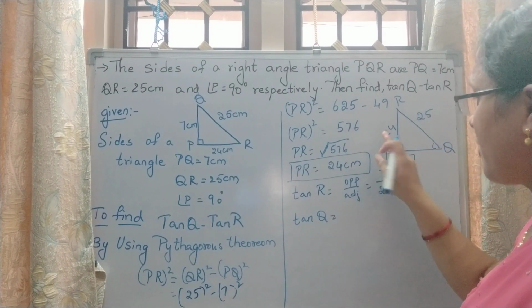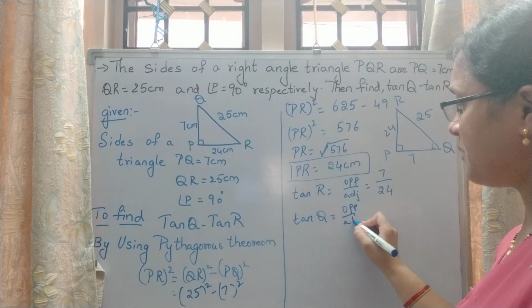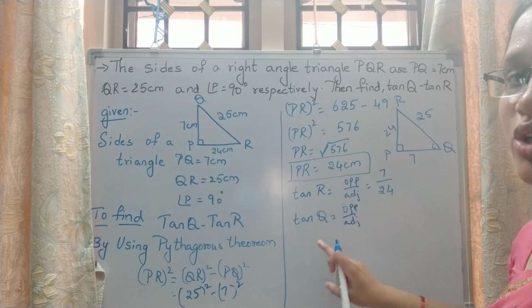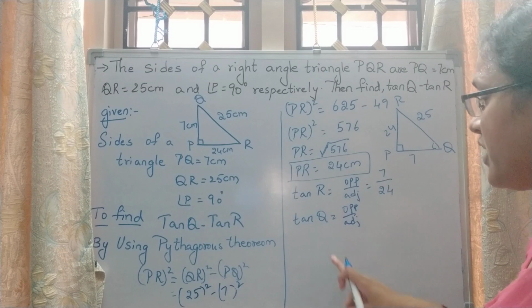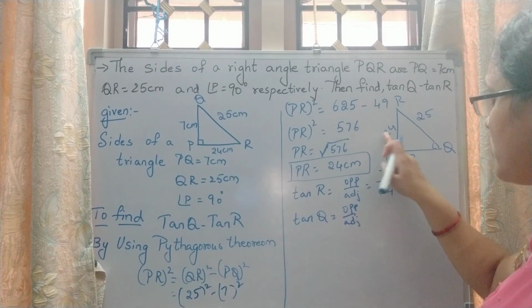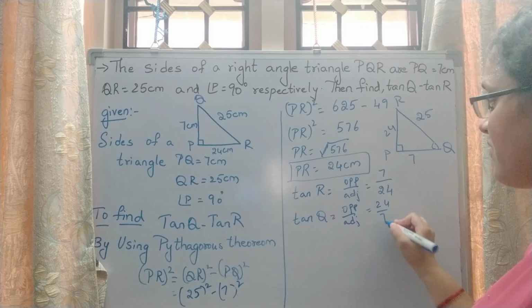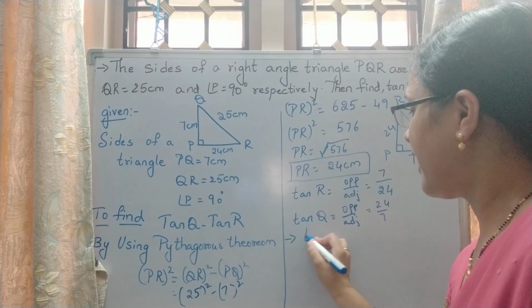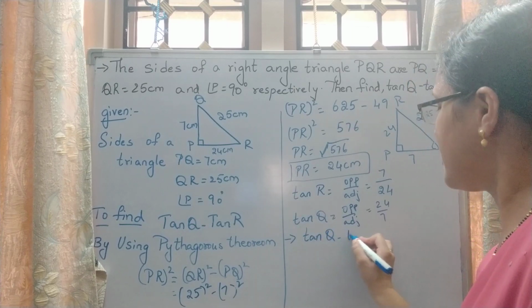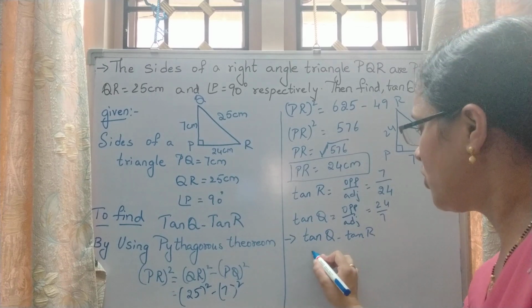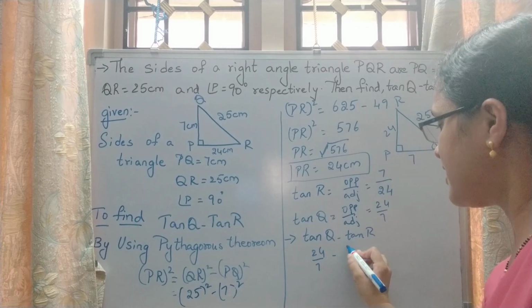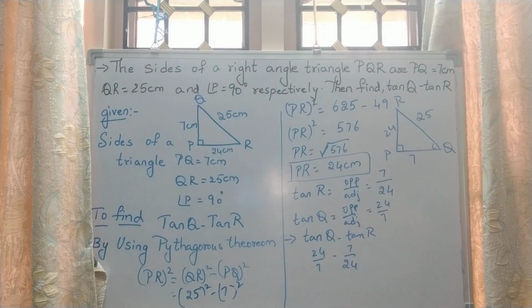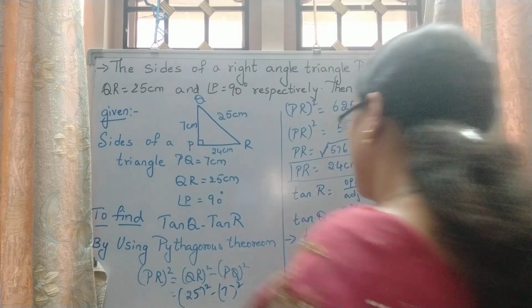So tan Q. Now see, opposite by adjacent. Please don't get confused. Tan R I have taken from here, and tan Q, as the variable varies, you should be able to understand from which triangle you should take. So tan Q is opposite, meaning 24, and this is 7. So according to the given question, we are asked to do tan Q minus tan R. What is tan Q? 24 by 7 minus 7 by 24. Yes. So do you know how to do subtraction in fractions, children?